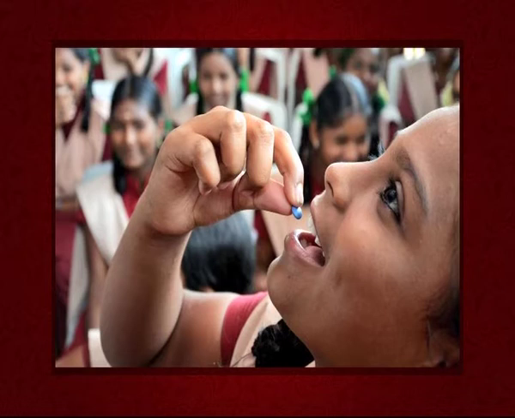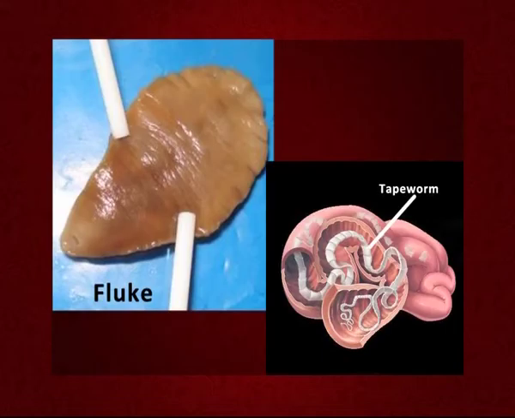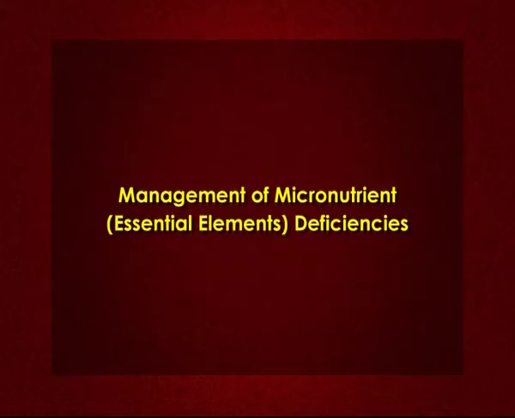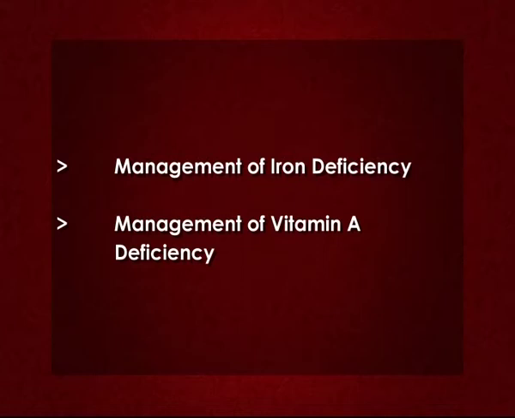Next, deworming. Deworming is the giving of an anthelmintic drug to a human to rid them of helminth parasites such as roundworm, flukes and tapeworm, etc. Next is management of micronutrient deficiencies. These include management of iron deficiency, management of vitamin A deficiency, etc.